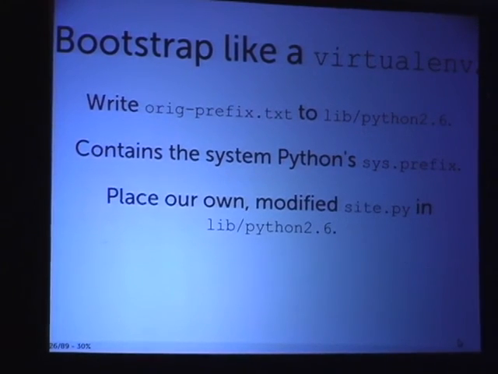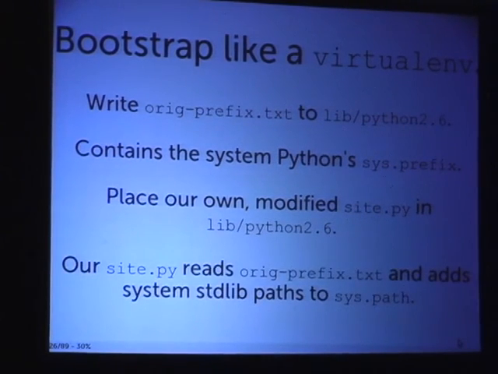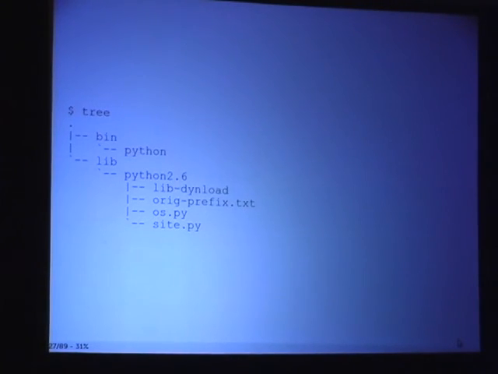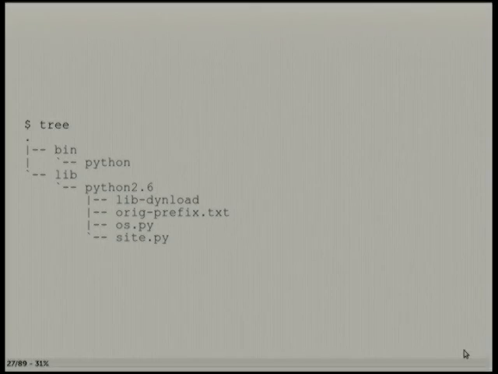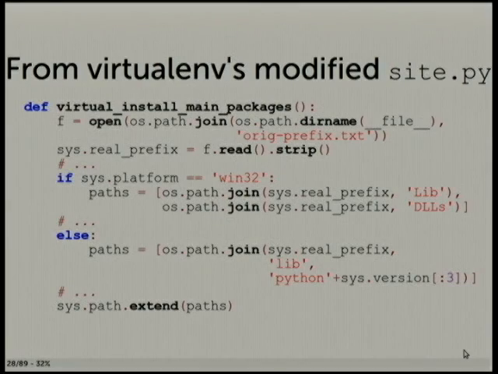So we have that orig-prefix.txt file that tells us what the prefix of the system Python is, and then we place our own modified site.py into the lib directory, and we hack it up so that it reads orig-prefix.txt and adds system standard library paths to sys.path as well. So this is what our hypothetical virtualenv from scratch might look like now. You see the addition of orig-prefix.txt and site.py.